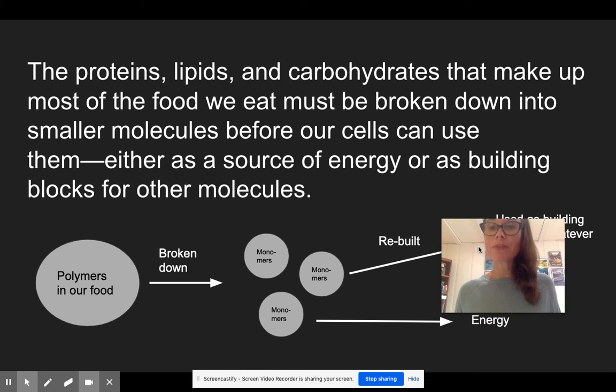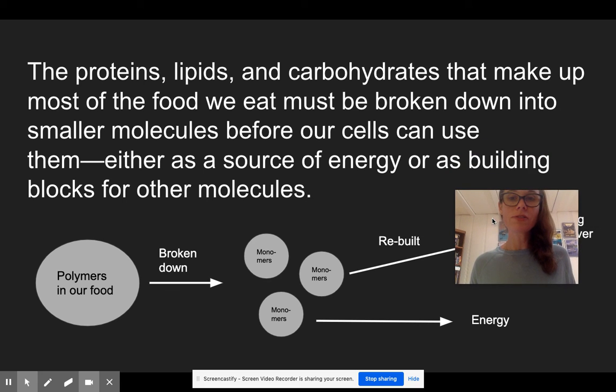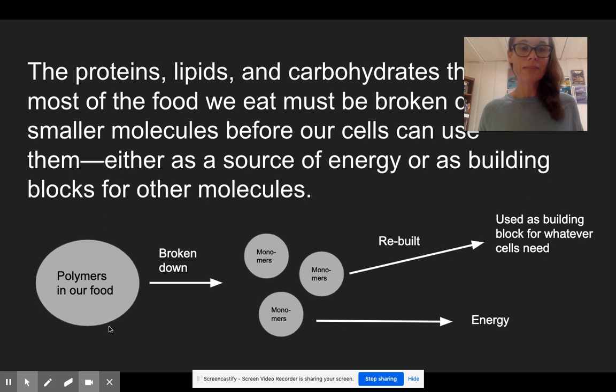So this is just a primer for what we're going to talk about next time. Most of what you eat, your proteins, your lipids, your carbohydrates, right? When you eat them, they must be broken down into smaller molecules before your cells can use them. All right, so if you're eating polymers, those polymers are getting broken down into monomers, and some of those monomers might go for your cells to use them as a source of energy, or your cell can recycle those monomers and use them as building blocks for whatever your cells need.